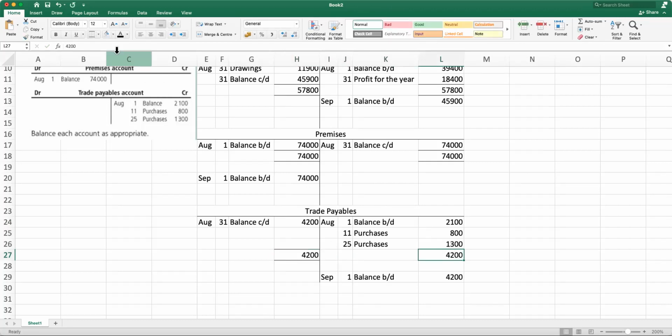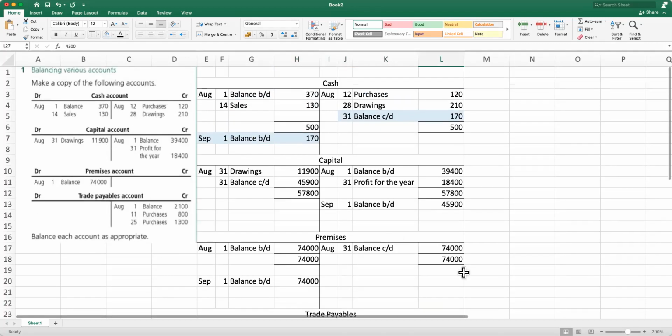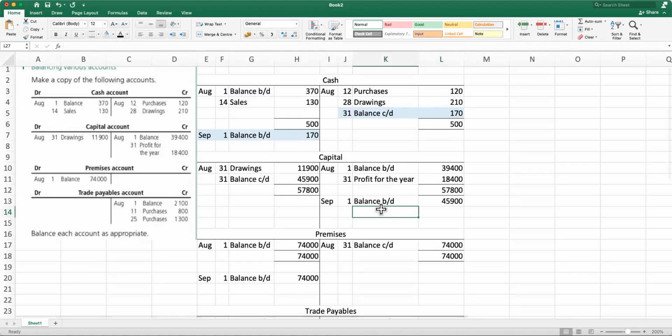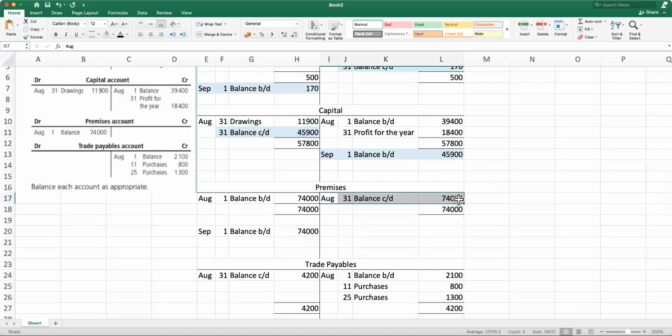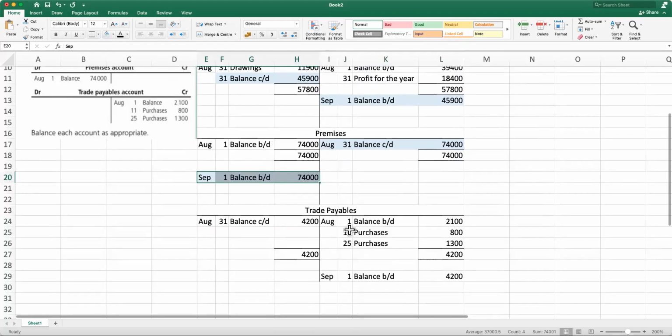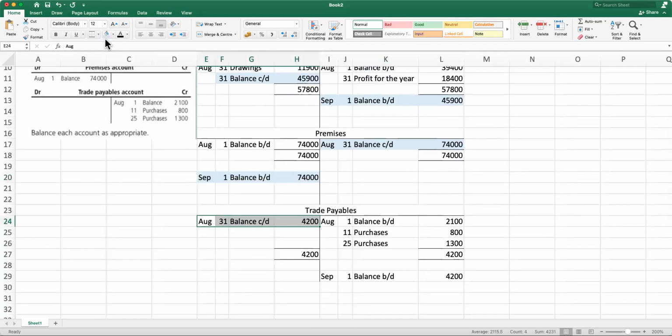And that should be all that you are supposed to do for question number one. As you can see, all the balance brought down and carried down are a pair. You must do them as a pair. Here and here, here and here, here, and here. And that's it.